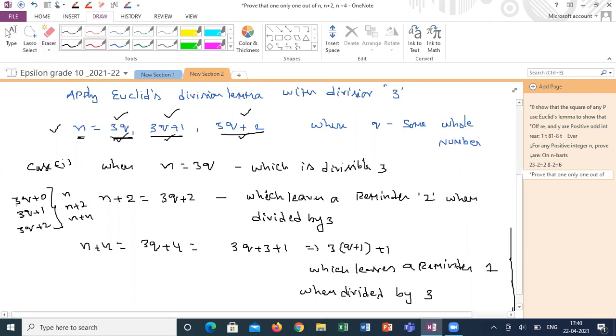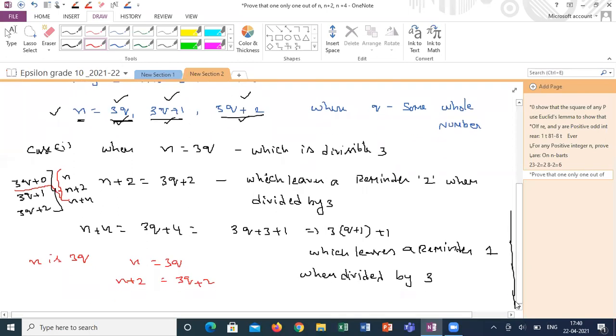So, if n is 3q, what is my n? 3q. What is my n plus 2? 3q plus 2. What is my n plus 4? 3q plus 4. Out of this, how many numbers are divisible by 3? What set is divisible by 3? Any one only is divisible by 3 when n is equal to 3q.